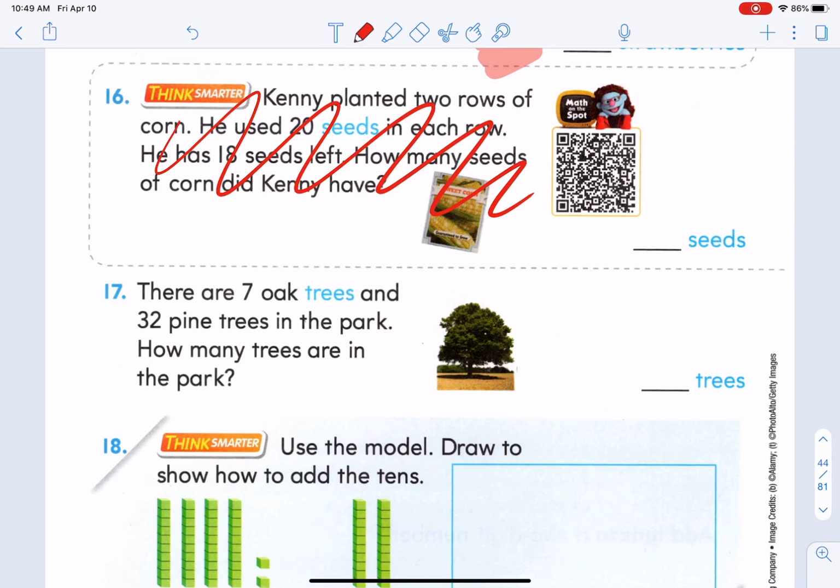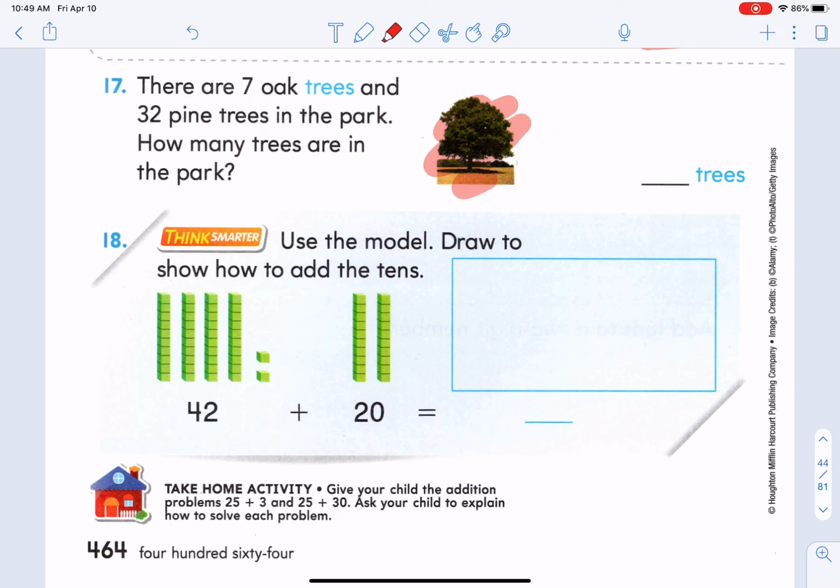Okay, if you want to write the answer to that one here, you can do that, but I'm going to move on to problem 17. Look at the trees. Let me read the problem to you. It says, there are 7 oak trees and 32 pine trees in the park. How many trees are in the park? Well, look for those important numbers. 7, 32. See if you can add them up. You can try that on another sheet of paper and then put the answer there.